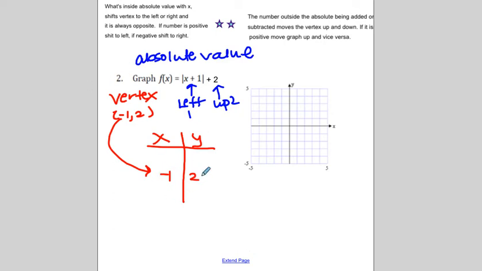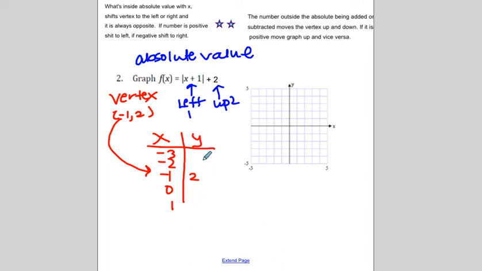Then whatever you have for your vertex, just pick a few numbers less than it and above it. So what numbers are less than -1? -2 and -3. What numbers are bigger than -1? Well, 0 and 1. Okay, so 5 numbers are usually good for that. Then I go ahead and I plug them into my function.